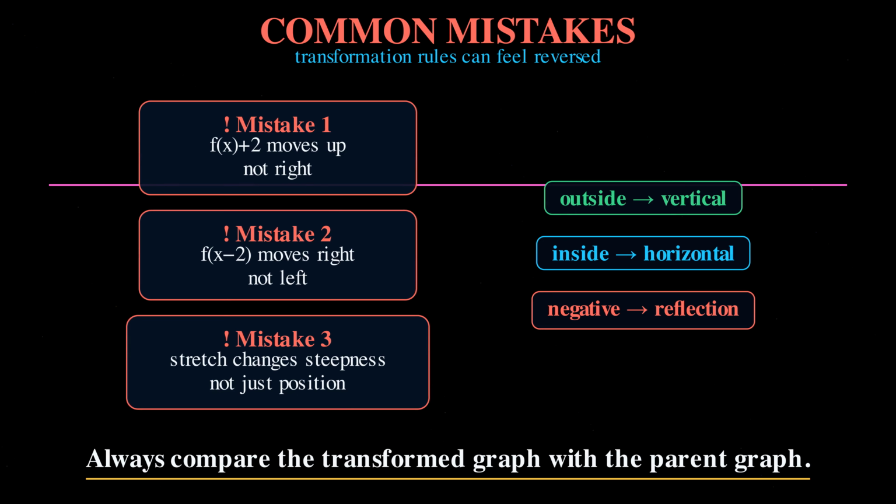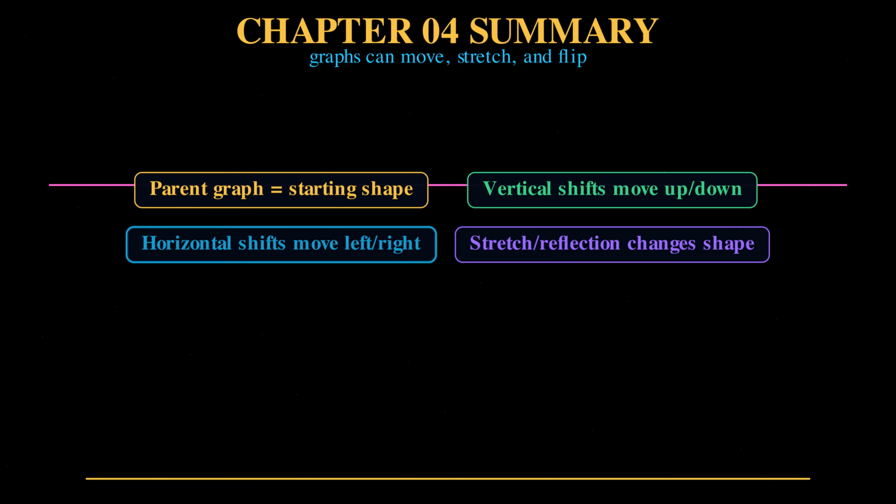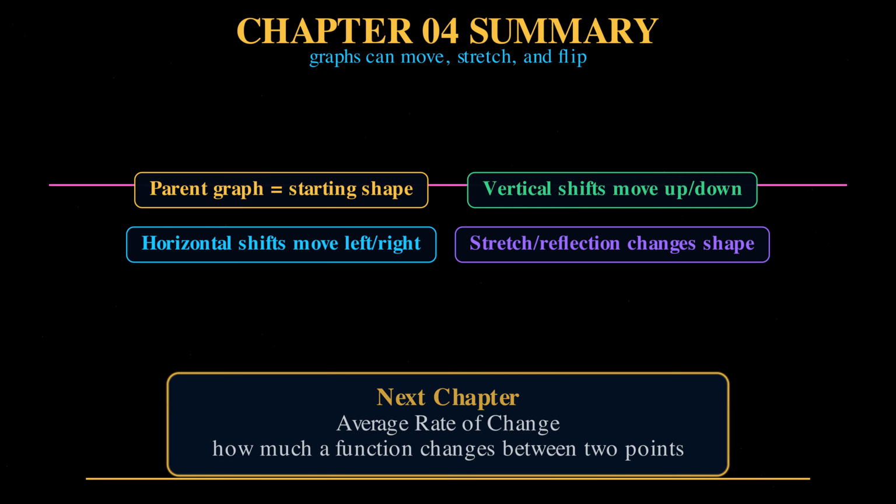Chapter 4 teaches us how graphs change. Parent graphs give starting shapes. Vertical shifts move up or down. Horizontal shifts move left or right. Stretching changes steepness. Reflection flips the graph.